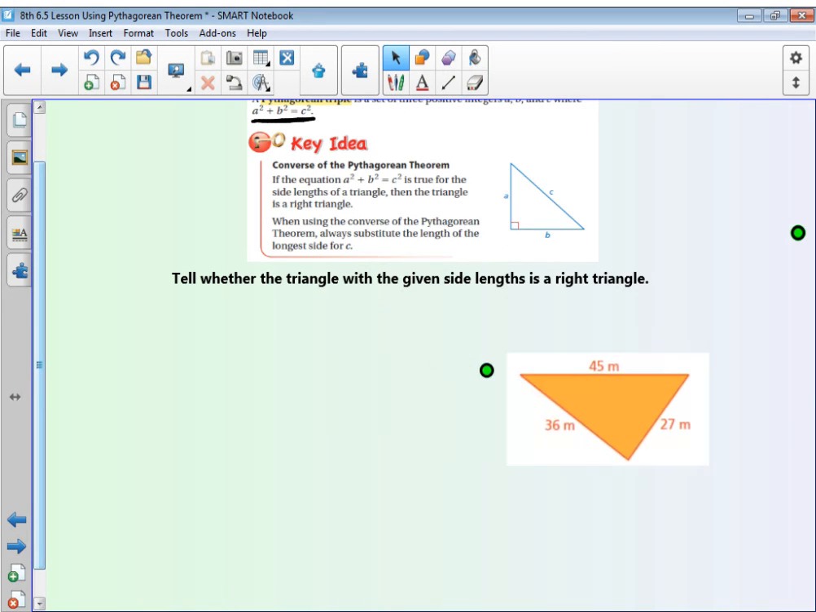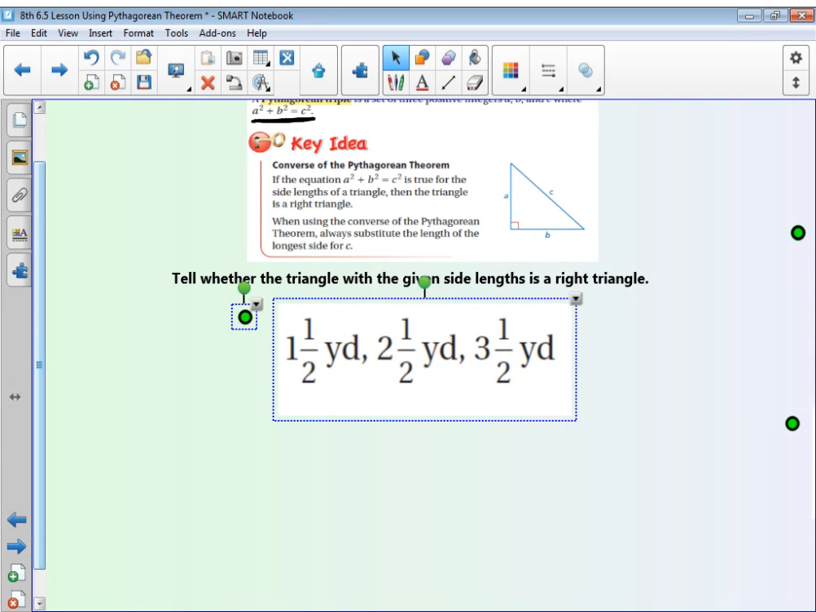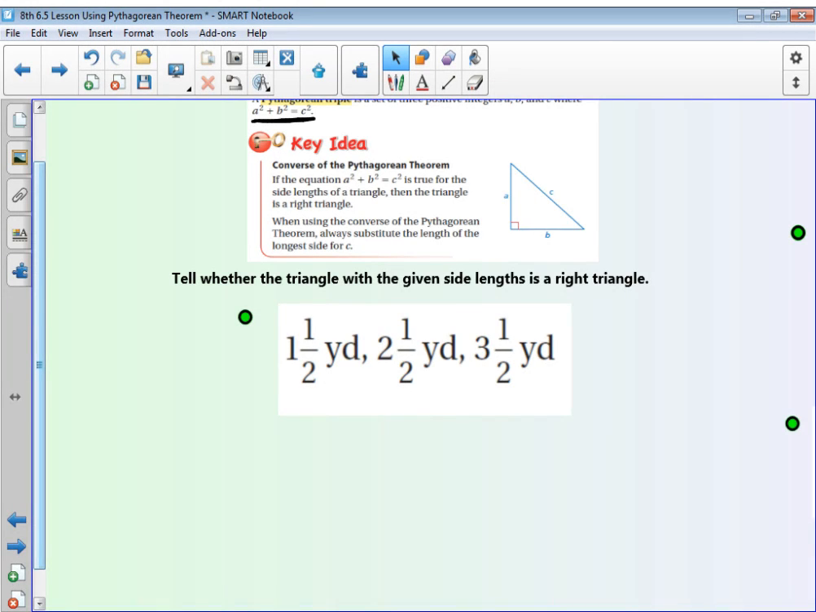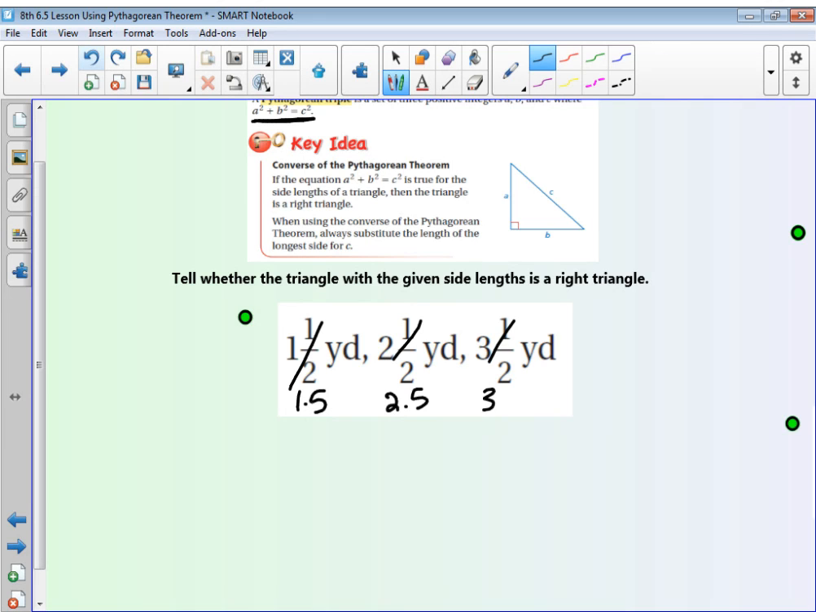Okay, so let's go ahead and try another one. Sometimes they'll give you a picture, and sometimes they're just going to give you numbers and say, tell whether these would create a right triangle. So I know we dislike fractions. As long as we have fractions that are perfect ending or terminating decimals, we could change each of these into their decimal form. So that's what I'm going to choose to do: I'm going to write this out as 1.5, and this as 2.5, and this as 3.5.